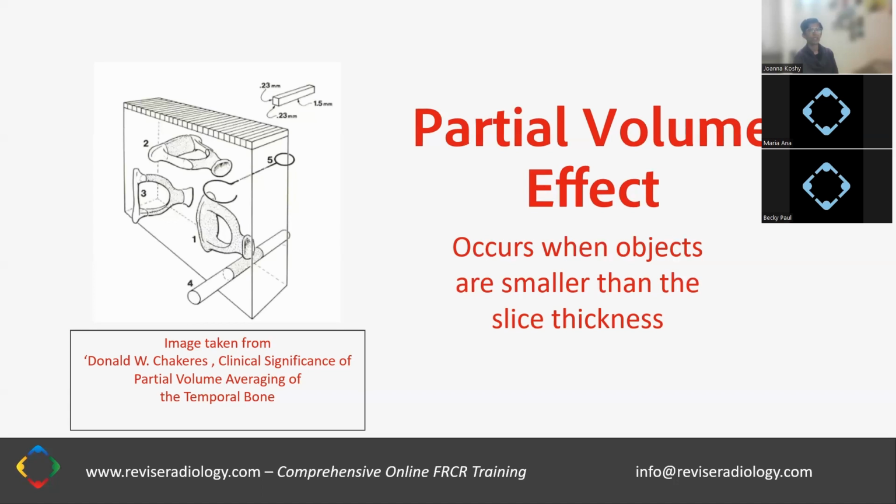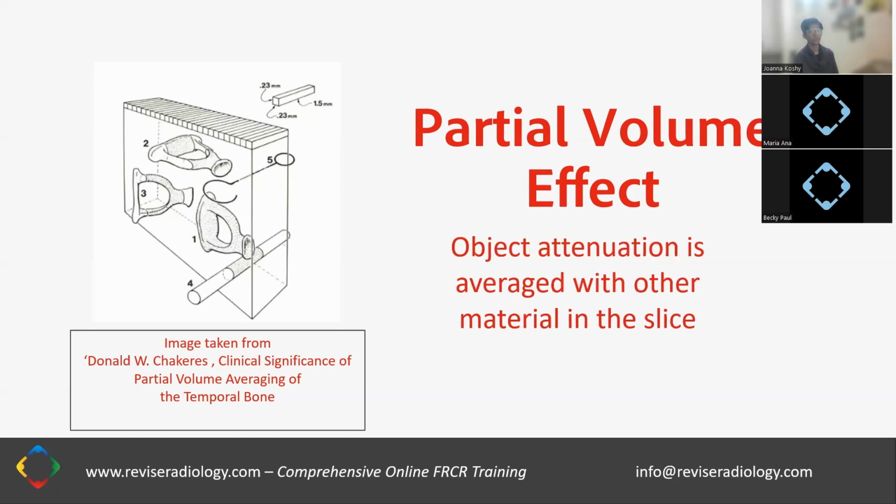So what is the partial volume effect? The partial volume effect happens when objects are smaller than the slice thickness. The types of objects that it would happen for in this image are number 1, number 2, and to some extent number 3. So this is when their thickness is less than the slice thickness. That's when this effect happens.